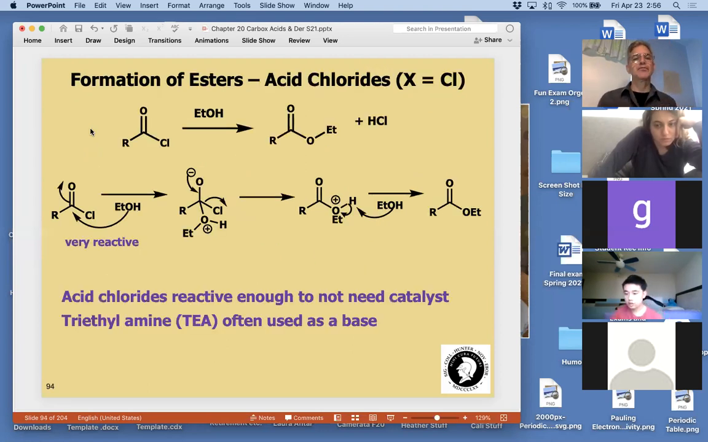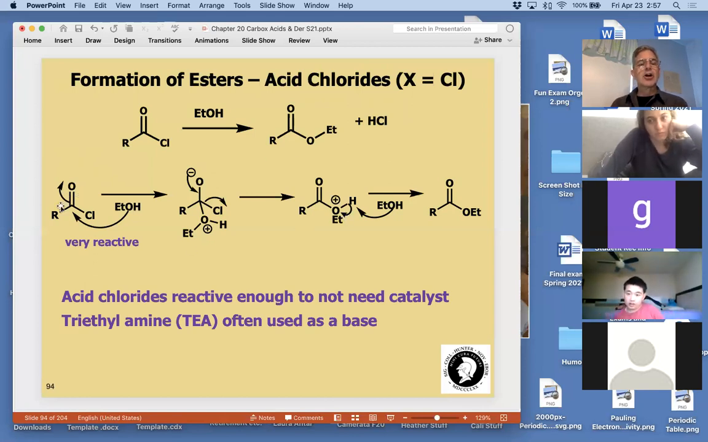About half done. Okay, esters are one of the most common carboxylic acid derivatives, and they can be made from acid chlorides. Okay, acid chlorides are the most reactive derivative we're going to see. They're so reactive that an alcohol doesn't need help. It can add to give this, and the chloride is immediately spit out.